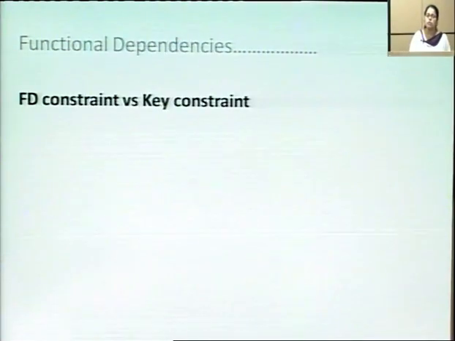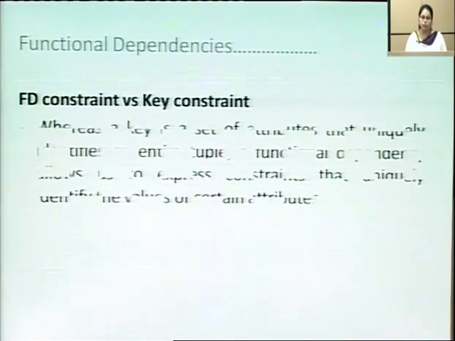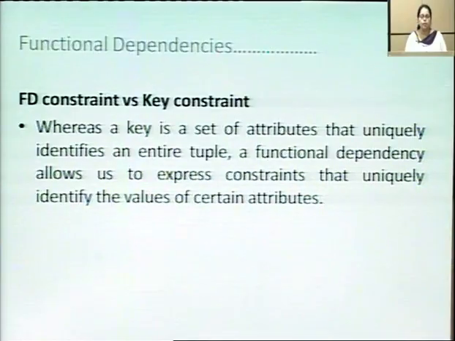Functional dependency constraint versus key constraint. A key is a set of attributes that uniquely identifies an entire tuple. But on the other hand, a functional dependency allows us to express constraints that uniquely identify the values of certain attributes, not the entire tuple. So this is the main difference between a key constraint and a functional dependency constraint. Key constraint is also specified on the attributes, but it uniquely identifies an entire tuple. But functional dependency is also a constraint on attributes, but it uniquely identifies values of certain attributes, not the entire tuple.